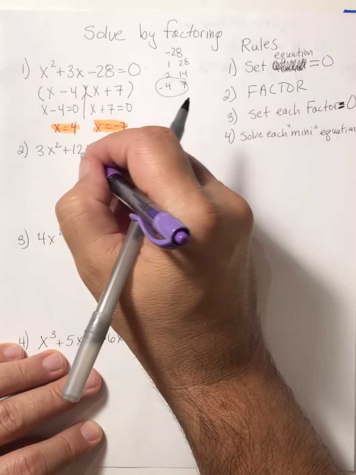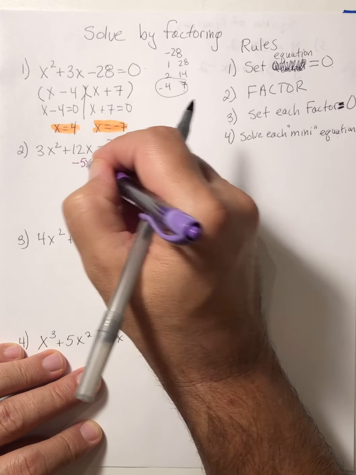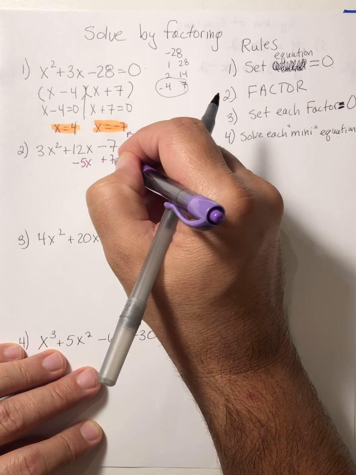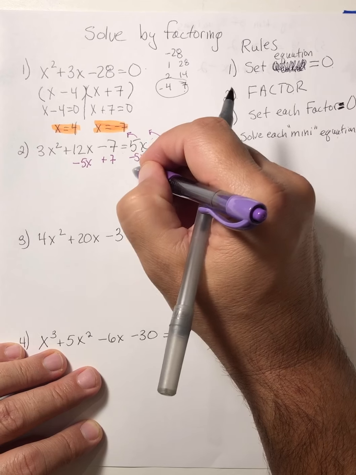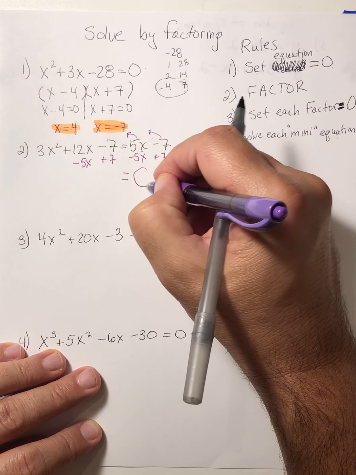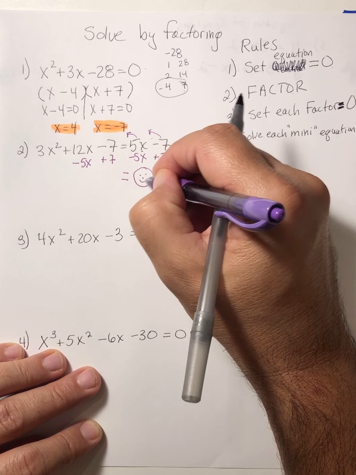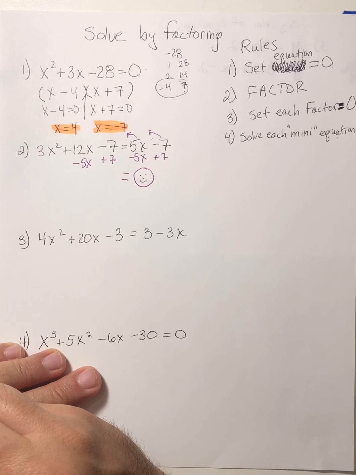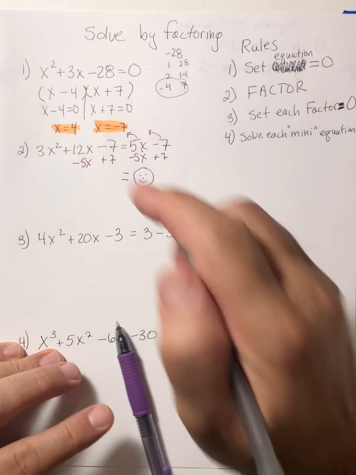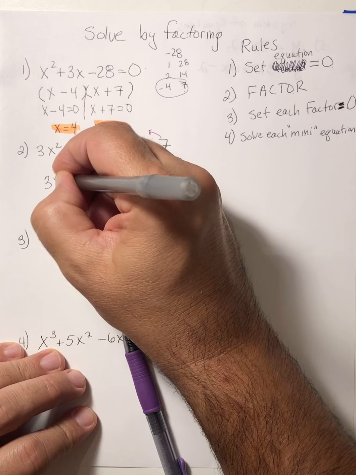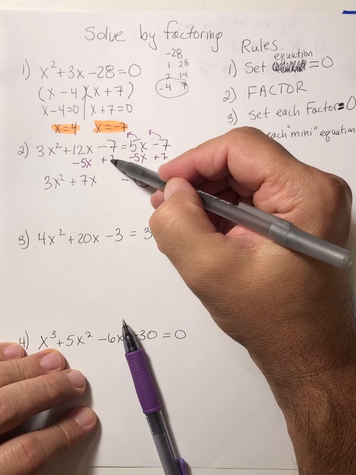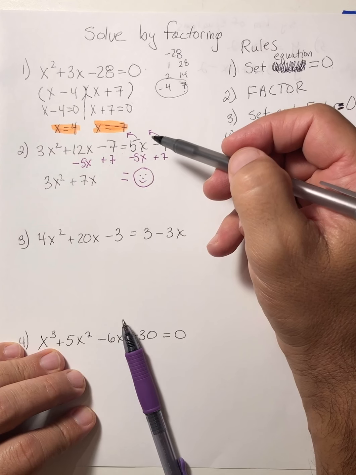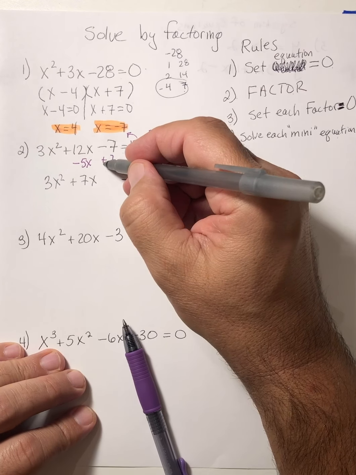So I'll do that to both. I'm going to subtract the 5x. I'm going to add the 7. So here we have our equal 0. Okay? So we have 3x squared plus 7x. And look at this. They cancel. It's no longer there. I don't have to worry about it. It's gone.